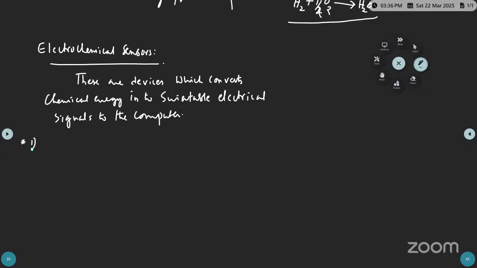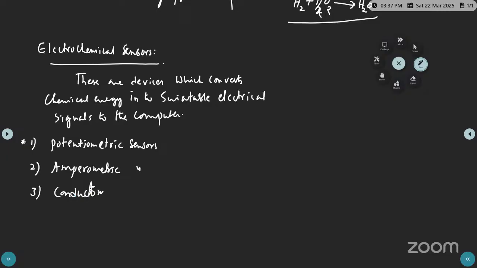These are three types. One is potentiometric sensors. And second one is amperometric sensors. And third one is conductometric sensors. Okay, potentiometric sensors, amperometric sensors, and conductometric sensors.